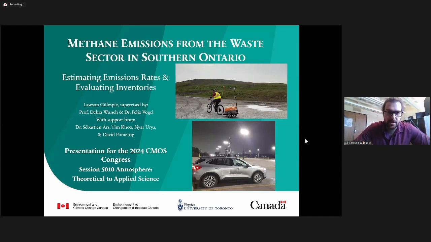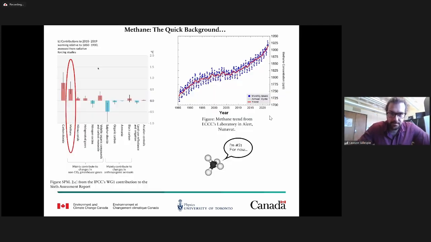And here on this title slide, you can see an example of two of our mobile measurement platforms where we use precision greenhouse gas in situ analyzers combined with GPS-enabled weather stations in order to build up maps of concentrations across our survey domains. So first, a quick motivation.